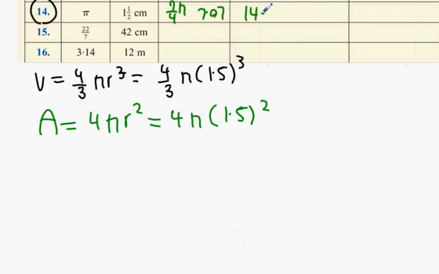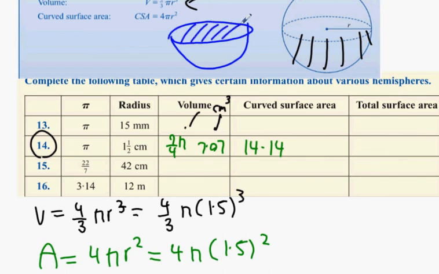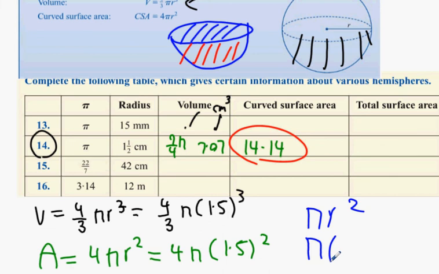That's the curved surface area. It wants the total surface area of the hemisphere. What am I leaving out? If it's a hemisphere, I've forgotten about the top part. This part here is the red part. I've forgotten about painting the blue part. So how much is the blue part going to be? Pi r squared. It's going to be the area of a circle, which is going to be pi times what's the radius squared? 1.5 squared. Pi times 1.5 squared. Anybody? In decimals.